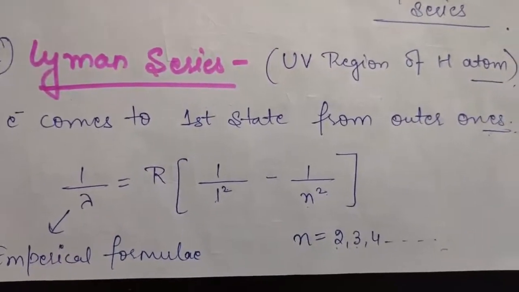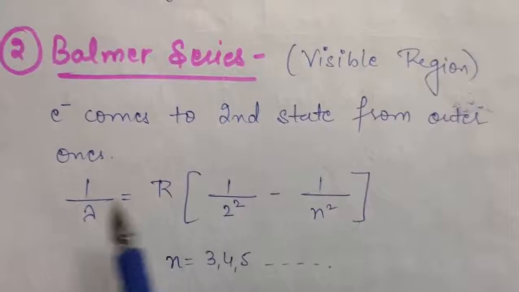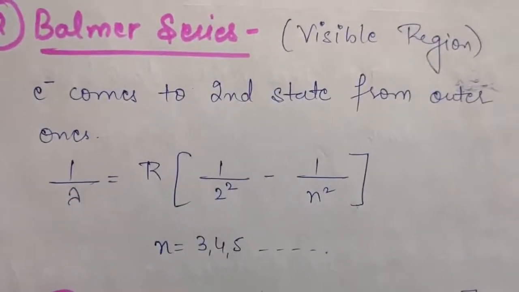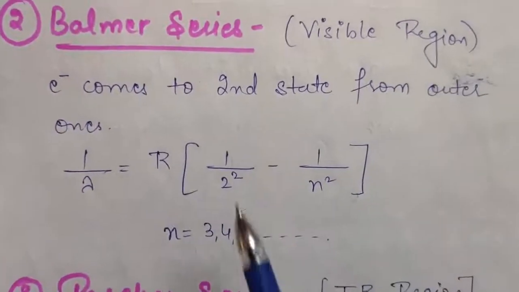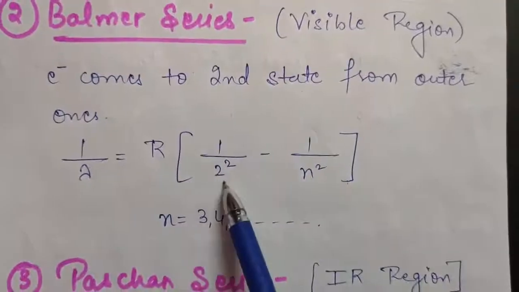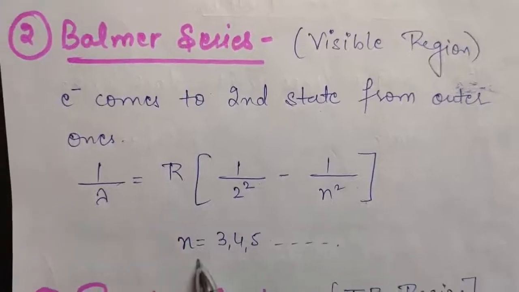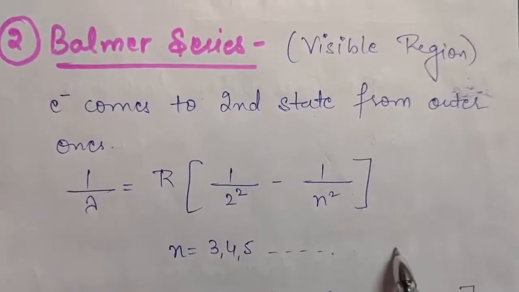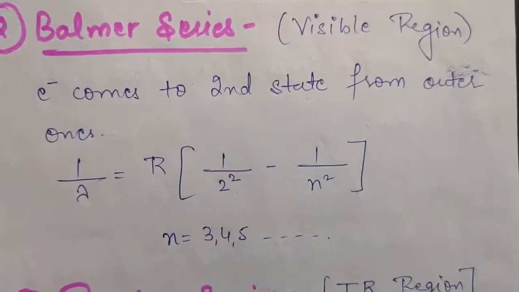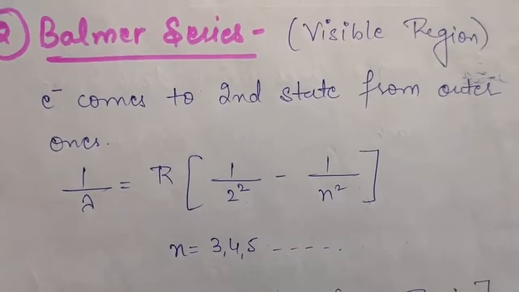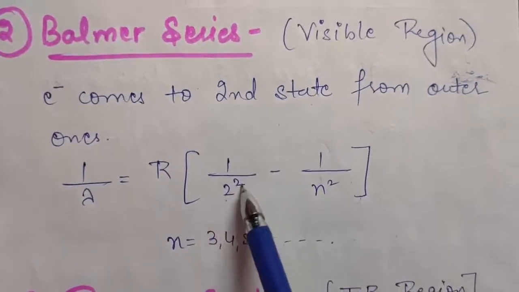Second is the Balmer series. It was said that when an electron comes to the second state from any other outer state, the wavelengths emitted are in the Balmer series, and it was seen in the visible region of the hydrogen atom. Because the electron is coming to the second state, n1 will become 2, and n square, where n can vary from 3, 4, 5 and so on. Always remember, here you will be putting that state to which the electron is coming. For example, if it is coming from 5 to the second state, n will become 5, and because it is coming to the second state, this will remain 2.